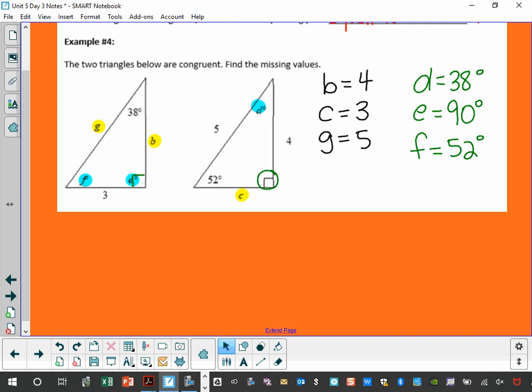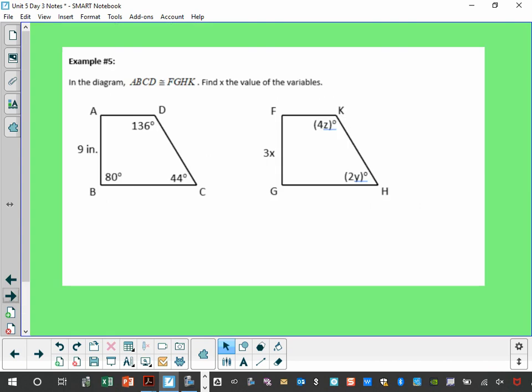All right, so now we are going to example 5. Example 5 says in the diagram, ABCD is congruent to FGH. I immediately write it over because I like to see it stacked up so I can see which angles are matching.